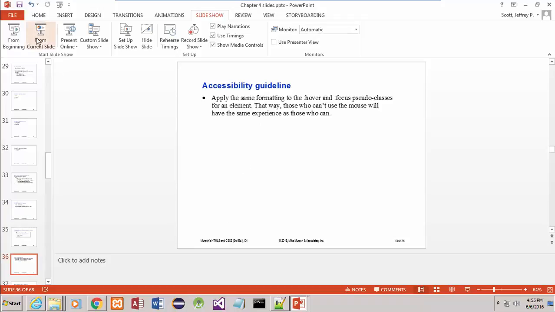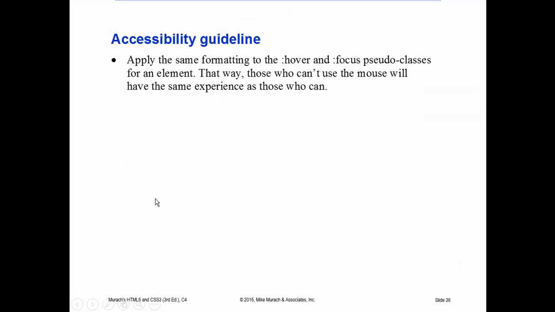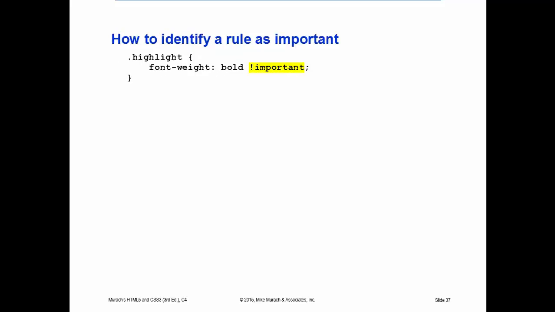All right, accessibility guidelines. Apply the same formatting to the hover and the focus pseudo-classes for any element. That way, those who can't use the mouse will have the same experience as those who can use the mouse. All right? Okay, this important thing. This is in the book on page 143.